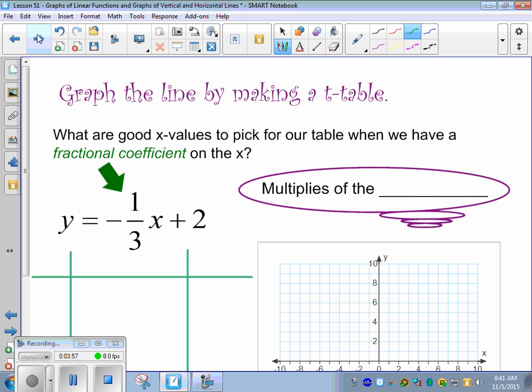All right, let's try another. This one is a little tricky, you guys. Well, it's not tricky, but you can use a clever trick to make your life a lot easier. So this one we have y equals negative 1/3 x plus 2. And I have a question up there. What are good x values to pick for our table when we have a fractional coefficient on the x? Monica? Multiples of 3. So right here I have multiples of the denominator.